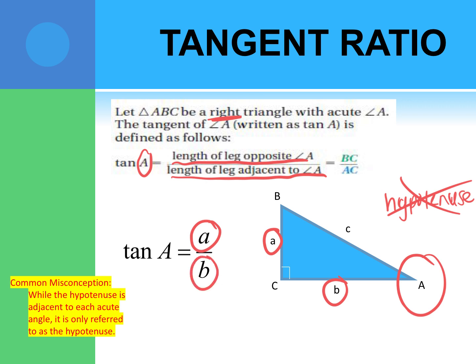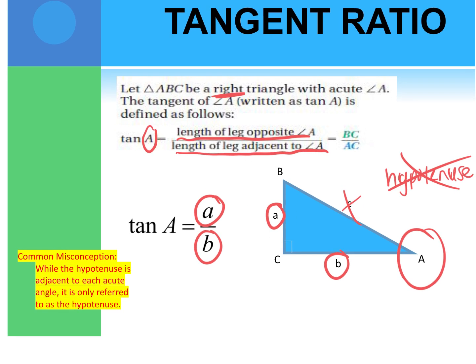Wait, why wouldn't it be C? Now, why wouldn't it be C? Well, C, I agree, is adjacent to angle A. But what did I say we are never going to use for tangent? The hypotenuse, okay? And C just so happens to be the hypotenuse. So we're going to ignore it for the tangent ratio.